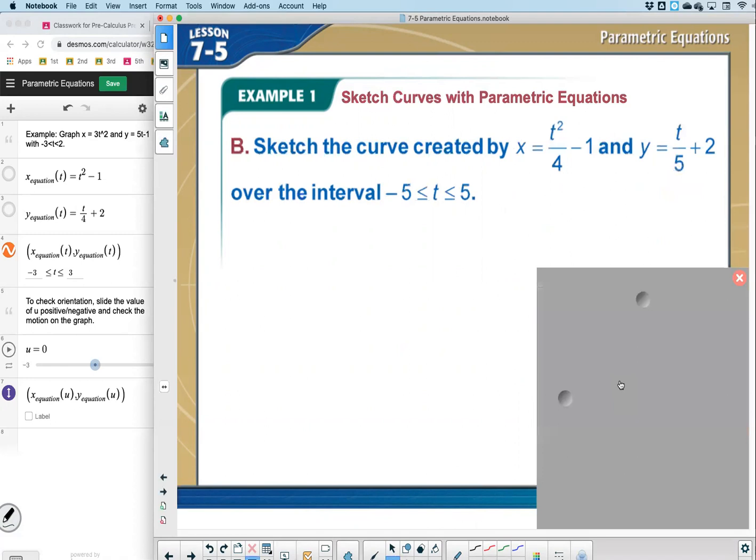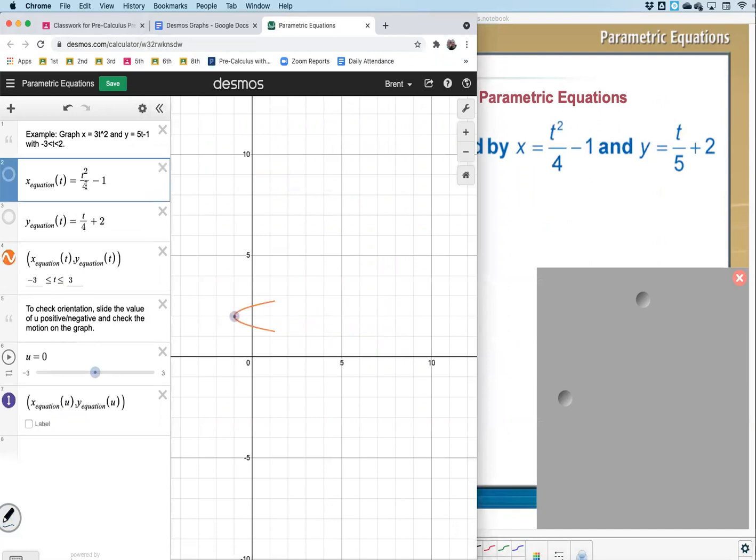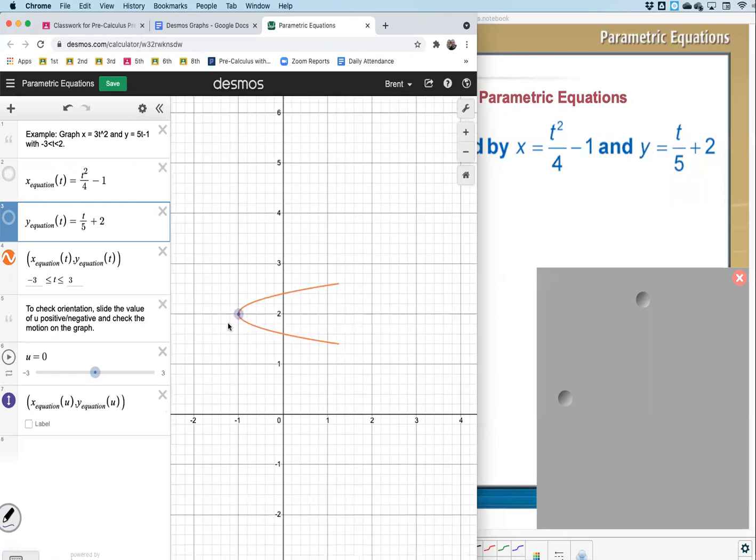All right, so I have a part B here. And I'm going to change the equations up a little bit. So we now have t squared divided by 4 minus 1. So I just add the little division by 4 underneath the t squared. And on the y equation, I'm going to change it to t divided by 5 plus 2. So very similar equations, slight changes. What does that do for my graph?